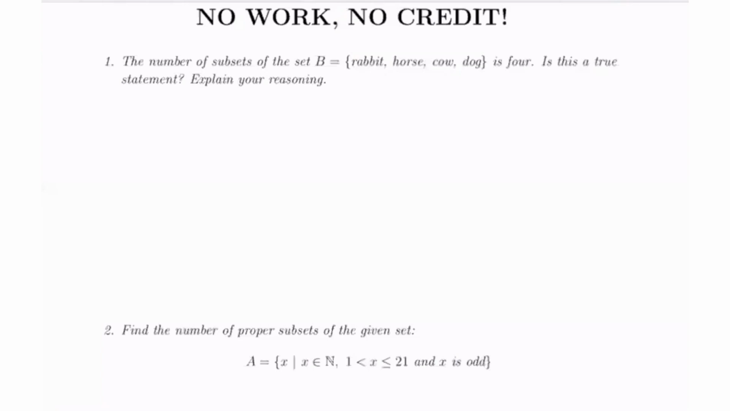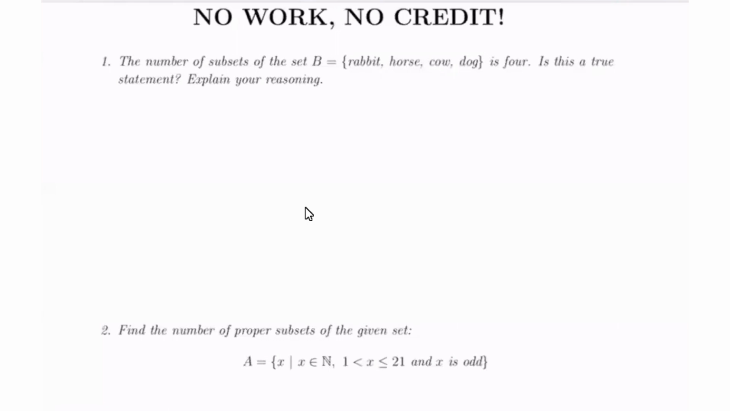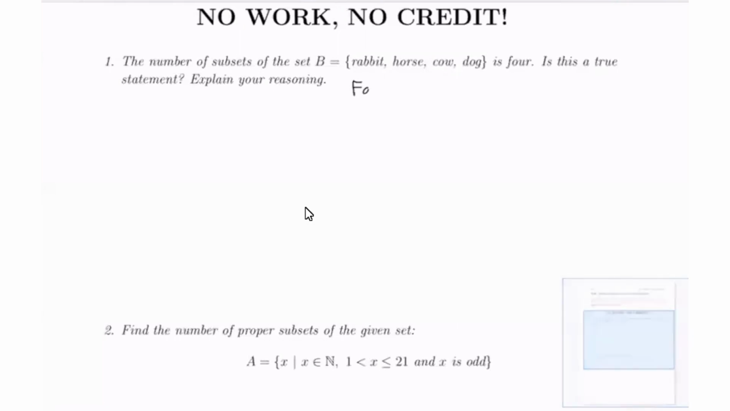Okay, so the number of subsets of the set is 4. Is it true or not? The answer is false. Okay, so let's understand why the answer is false. The question is about the number of subsets, so let's review the number of subsets.